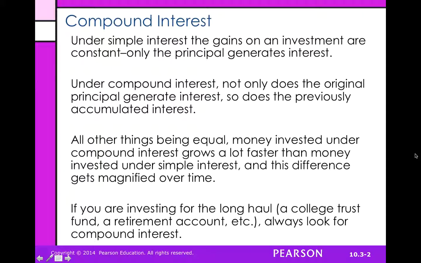Under compound interest, not only does the original principal generate interest, but so does the previously accumulated interest. You remember how much interest you have earned, and that prior interest will now generate more interest for you. So compound interest works in your favor if this is your investment. Simple interest works less in your favor because your previous interest is not generating more interest for you.